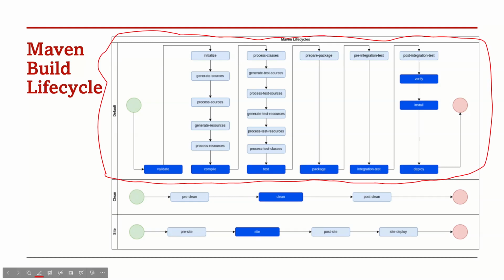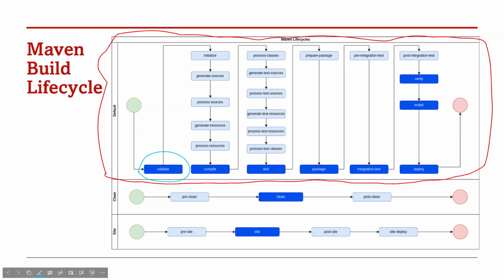Next, we have the default lifecycle, which is the heart of Maven's build process. It handles essential tasks such as compilation, testing, packaging, and deployment. The default lifecycle comprises several phases executed in a predefined order. Let's break them down.